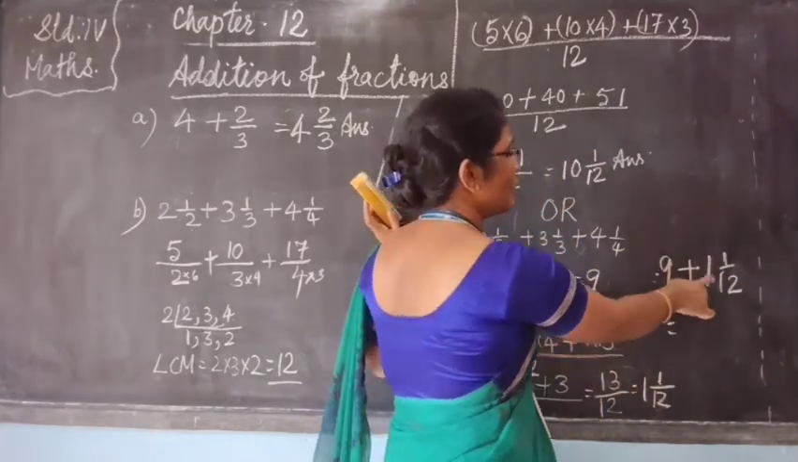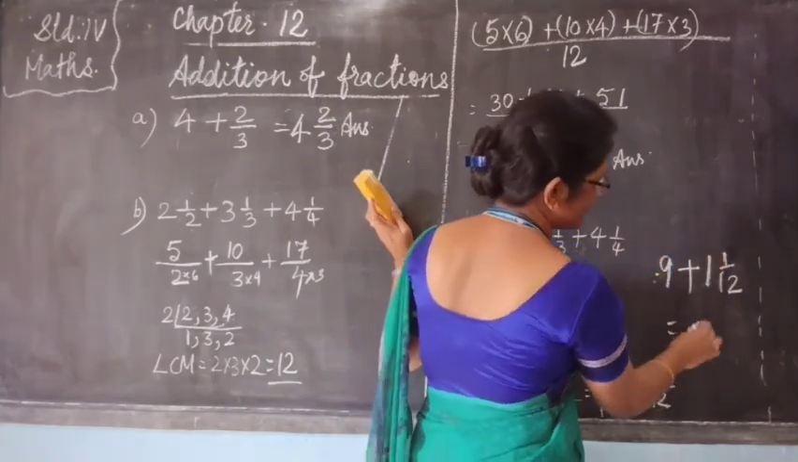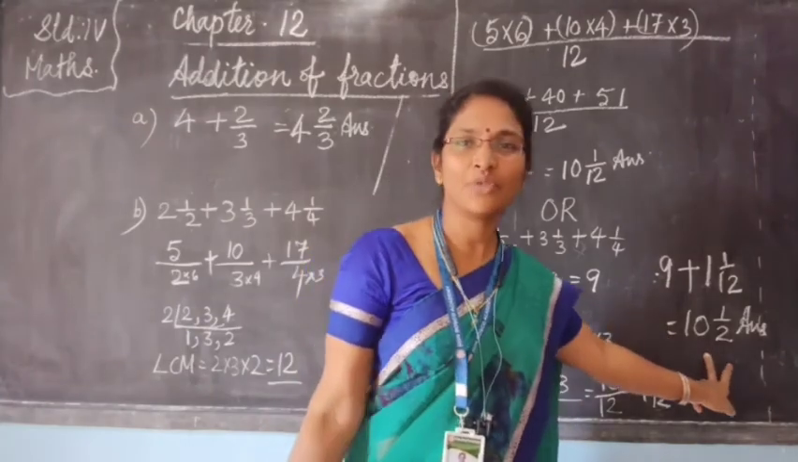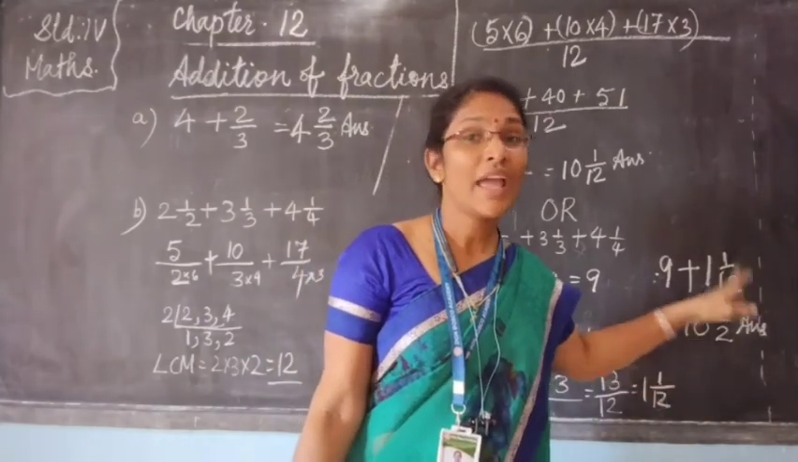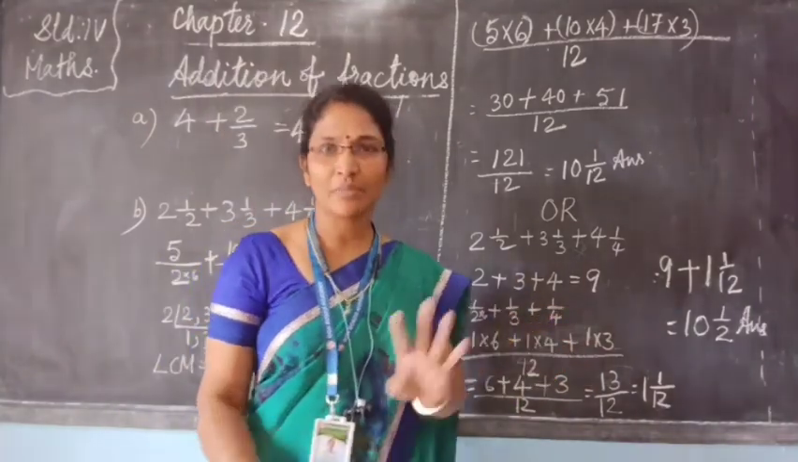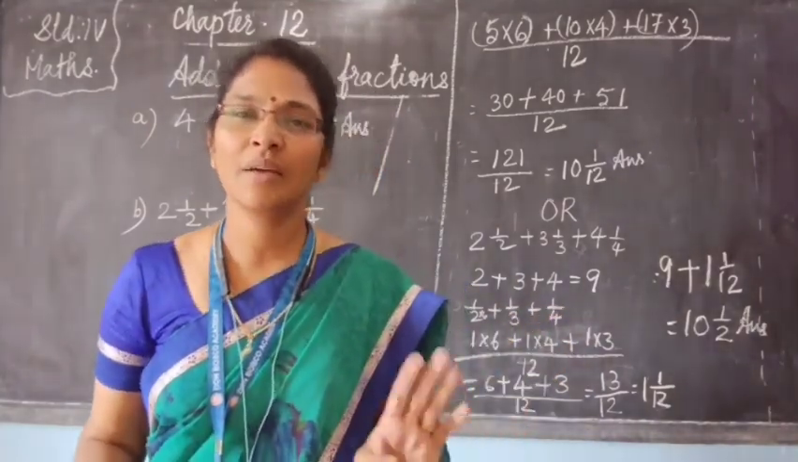9 is a whole number here, 1 is a whole number here. 9 plus 1, 10. 1 by 12 is this. We got the same answer. Okay. And this method can be followed only for addition of fractions. For subtraction we cannot follow this method.